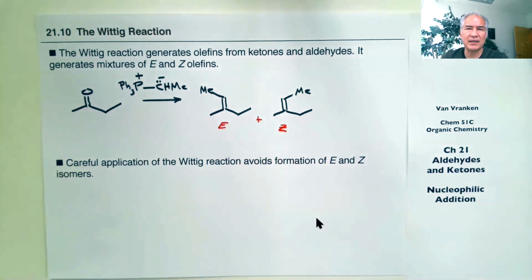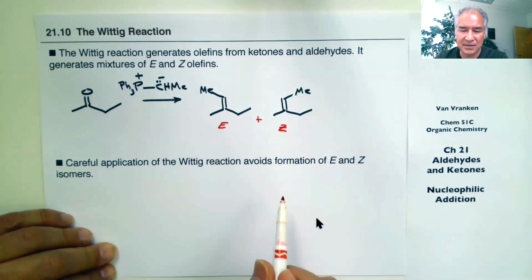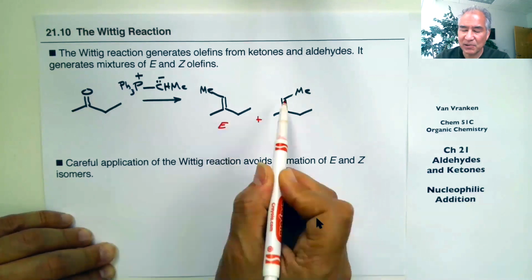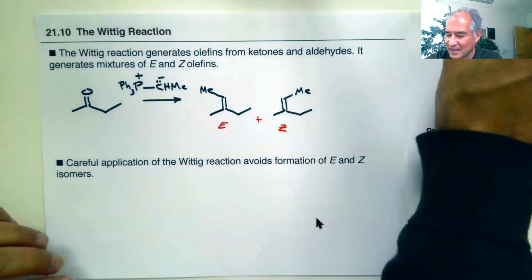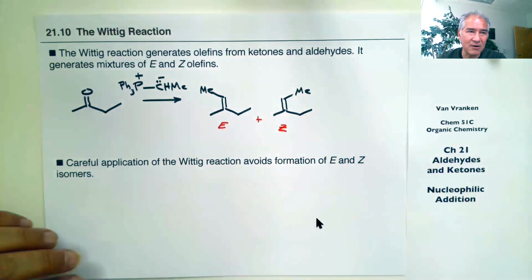And if I tell you to write the products out, I want you to write both the E isomer and the Z isomer. If it's unambiguous, you can just write one and write plus Z, but make sure you get it right. Don't write the E and say plus E, don't get it confused with plus E enantiomer. These are E and Z olefin isomers.